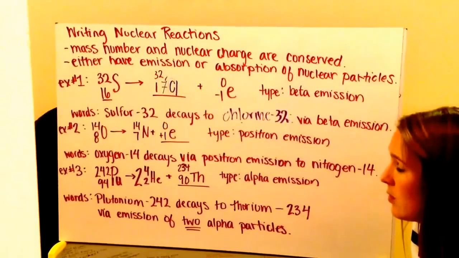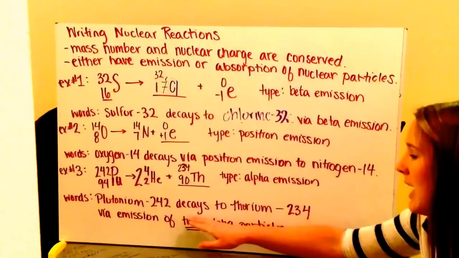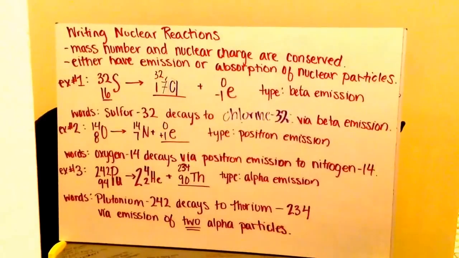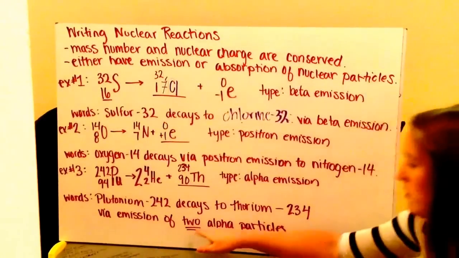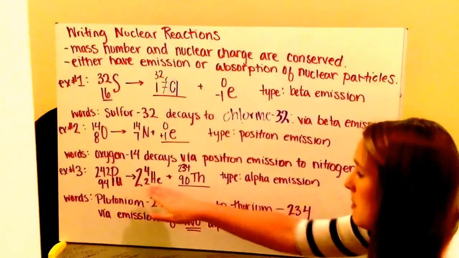So when I write this out in words, I say plutonium 242 is going to decay to thorium 234 via emission of 2 alpha particles. So not just 1, but 2 in this case, because it needs to be balanced completely.